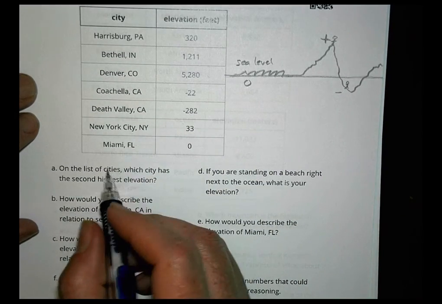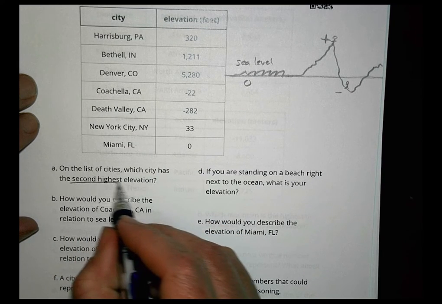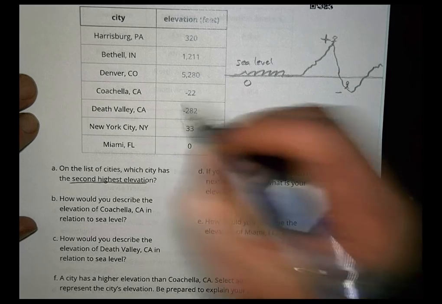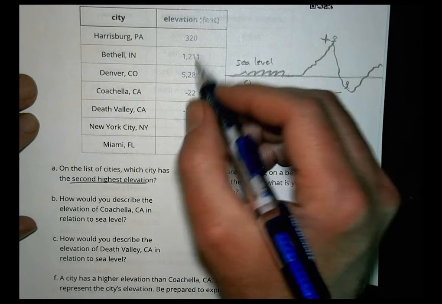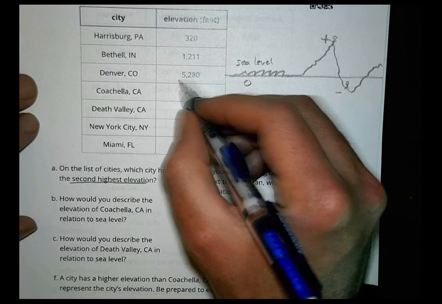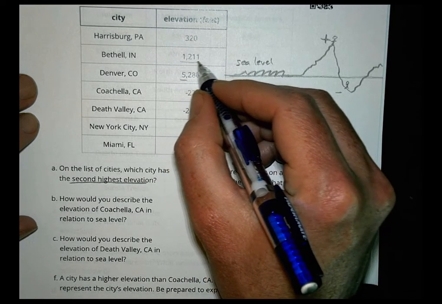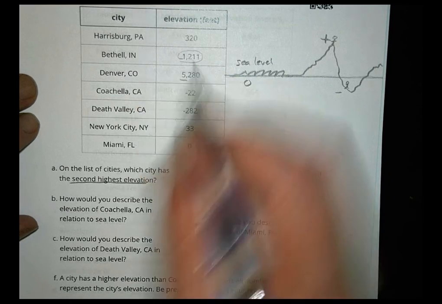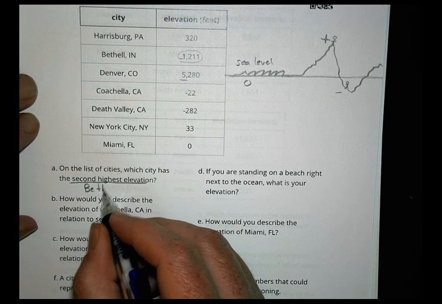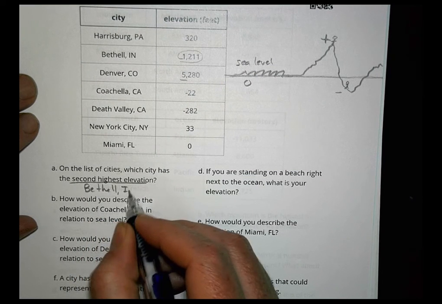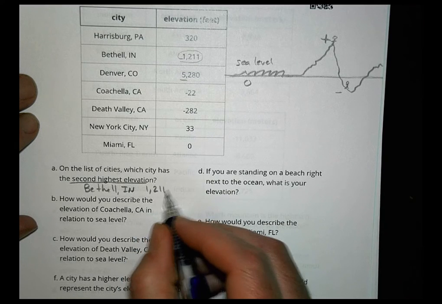On the list of cities, which city has the second highest elevation? So that's going to be the greatest positive value, but not the greatest, the second greatest, I should say. Our greatest one is Denver at 5,000. The one that came in second is right here at 1,211 at Bethel, Indiana. So Bethel, Indiana, has the second highest elevation at 1,211 feet.